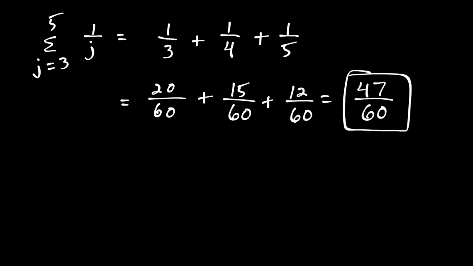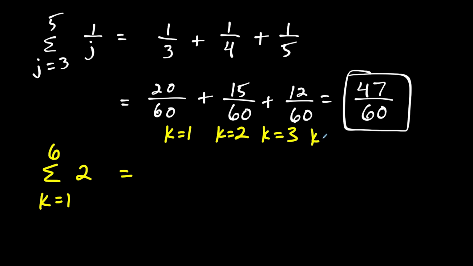Now we could look at another example here. Let's say this time around we look at the series from k equals 1 to 6. And let's say this time the summand is just the number 2. Now sometimes the examples, the more simple they are, the more confusing it is. But the way I've come to understand these is we're starting at k equals 1, and then we have k equals 2, 3, 4, 5, and 6.